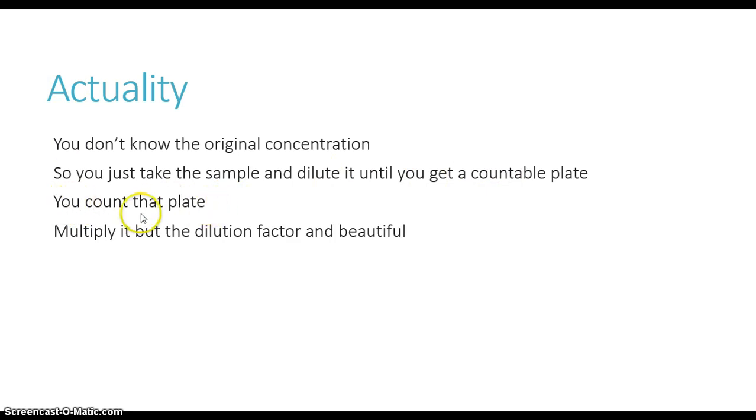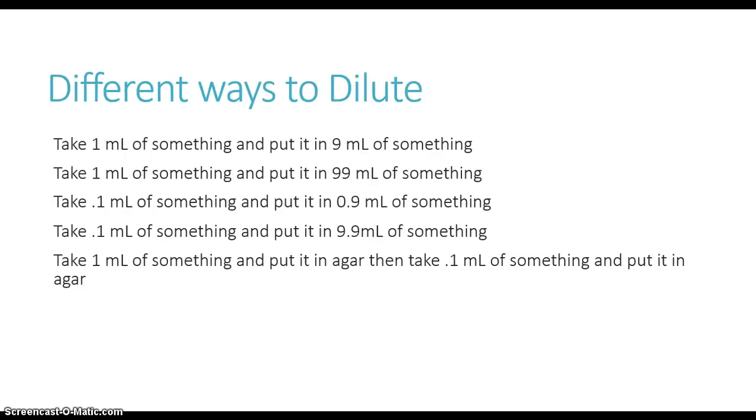So you count the plate and you find that it's 280, for example, and then you multiply times 10, and then you get your 2,800 concentration. So there are different ways to dilute a sample. Like I said, you can take 1 milliliter and put it into 9 milliliters, and you effectively divide by a factor of 10. If you take 1 milliliter and put it into 99 milliliters, you divide by a factor of 100.